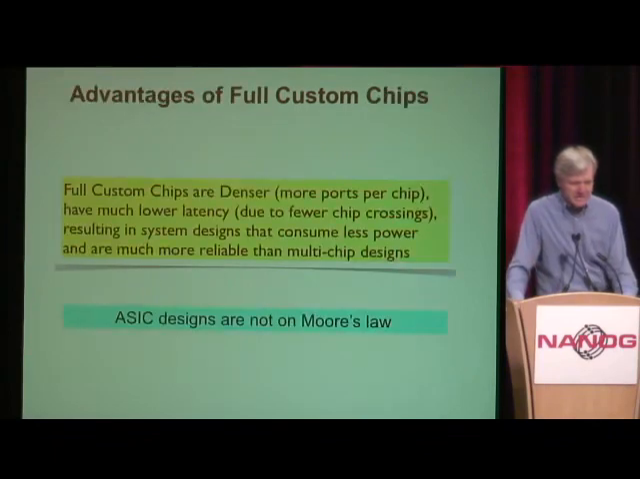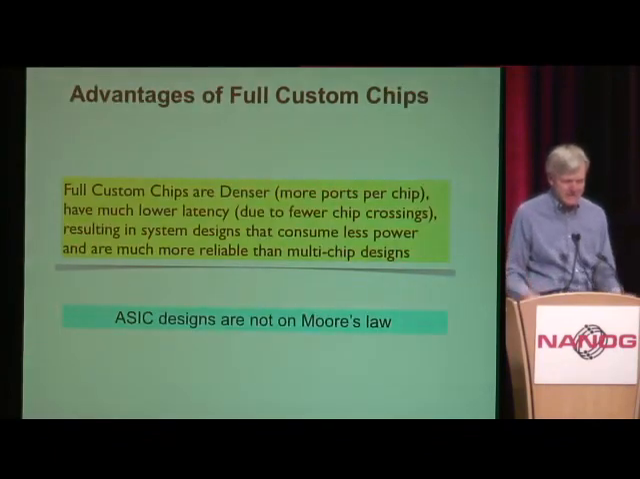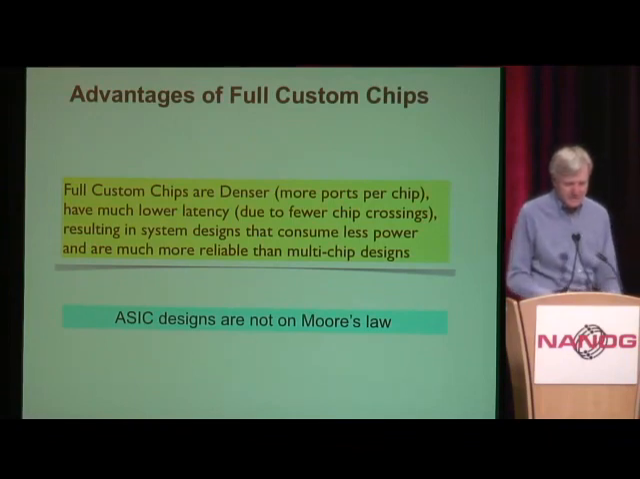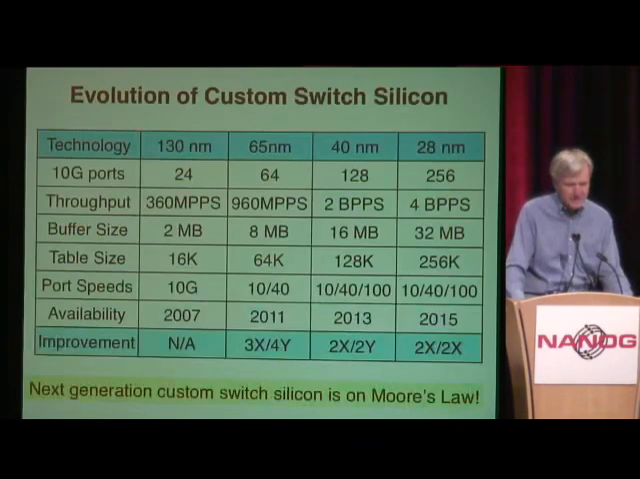Now, there is no real advantage to the ASIC flow because the custom chip is denser, lower latency, fewer chip crossings, less power, more reliable. But the bottom line is the ASIC flow is simply not keeping up with Moore's law, and this is one of the explanations why the cost performance of traditional switches and routers just hasn't kept up with what is actually possible in the silicon side.